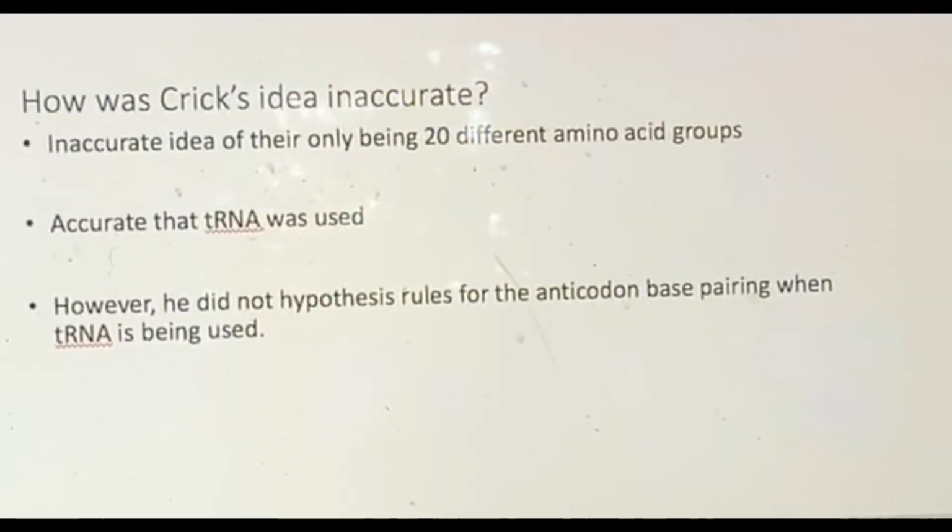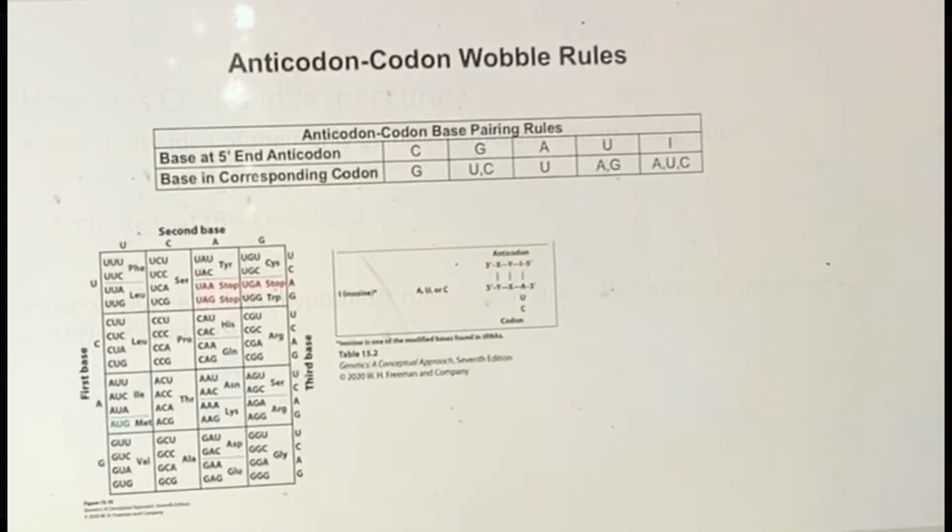How is Crick's idea inaccurate? Inaccurate in the idea of there only being 20 different amino acid groups. Accurate that tRNA was used. However, he did not hypothesize the rules for the anticodon base pairing when tRNA is being used. Knowing that mRNA was read using tRNA inside of a ribosome started the study of the anticodon base pairing.